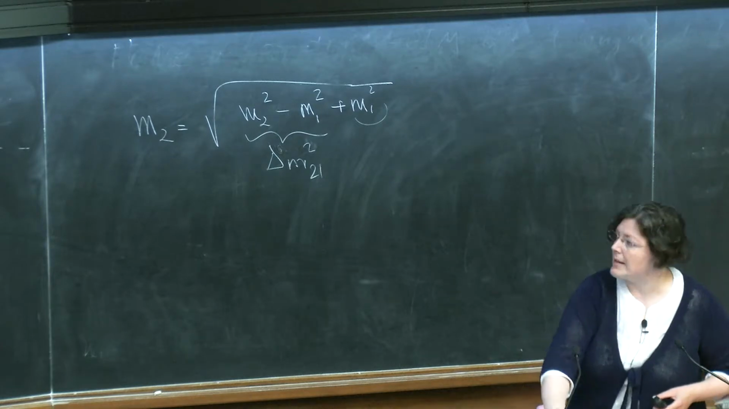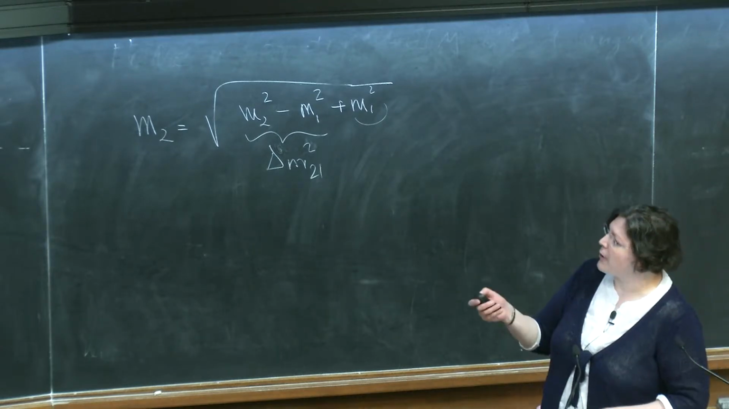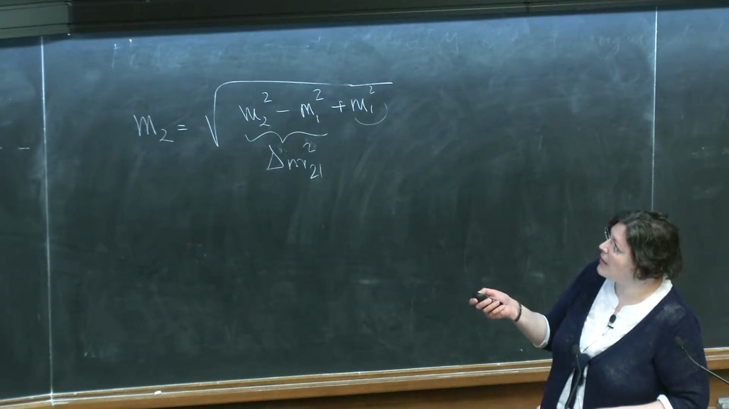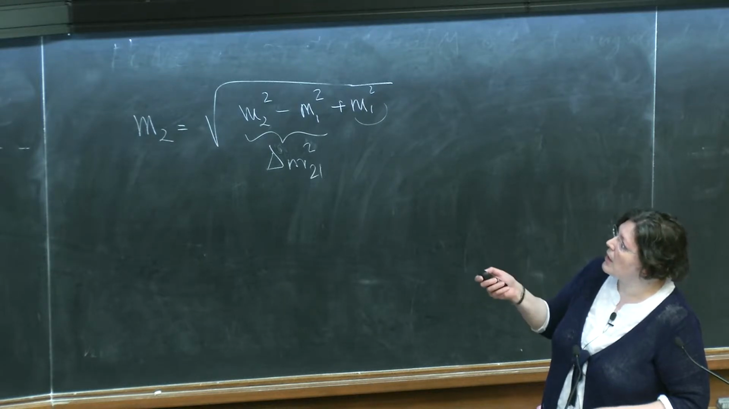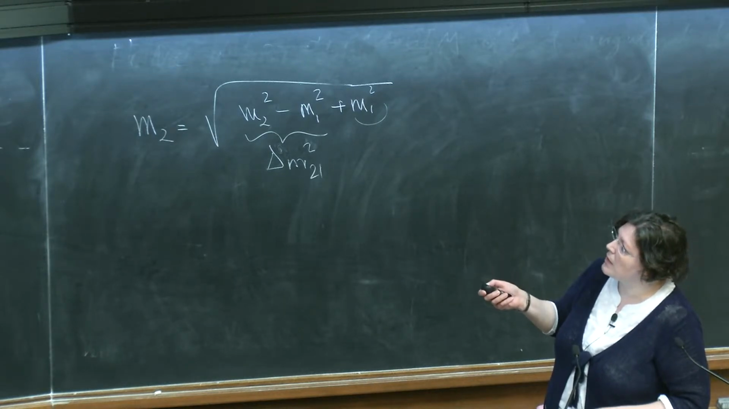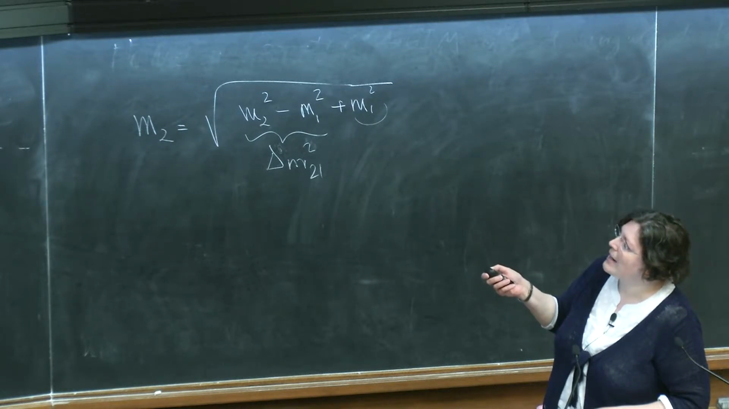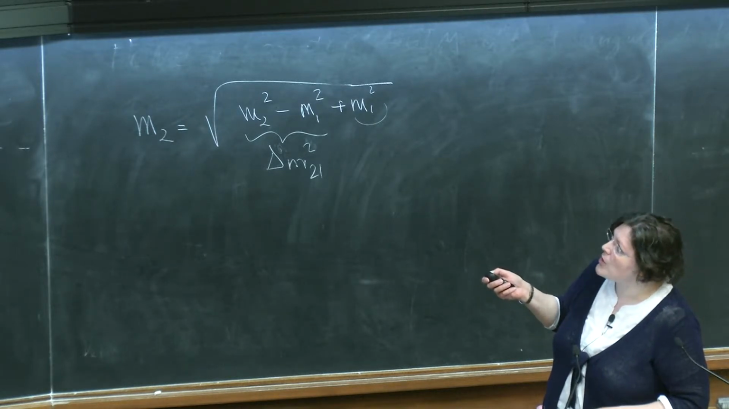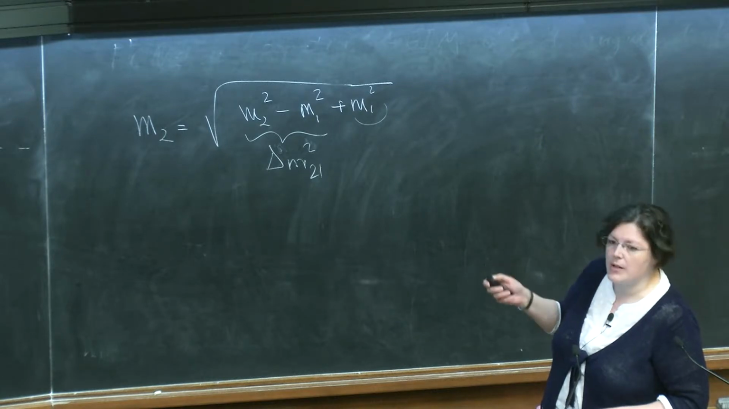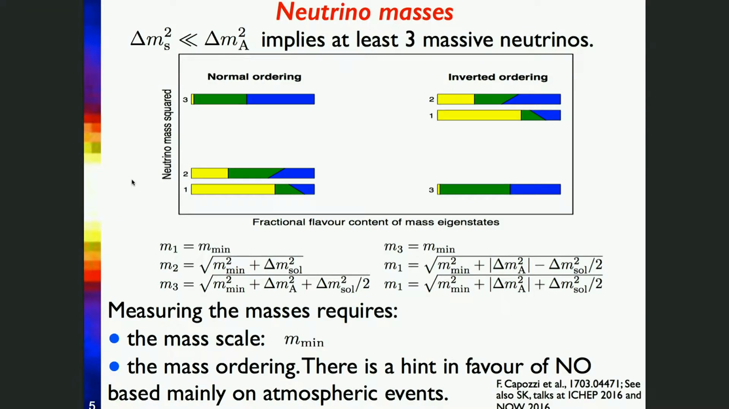And I can do the same thing for M3, as given here. In the inverted ordering, I can do a similar thing. Notice that in this case, M1 should be an M2 here, sorry. So M1 and M2 are quite close in mass, with just a difference brought in by delta M squared 2 1, so roughly a few percent difference.